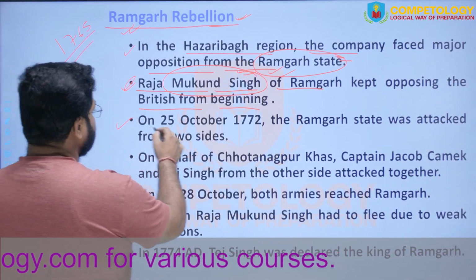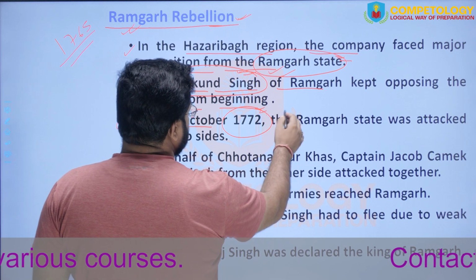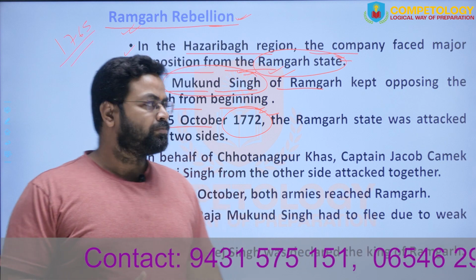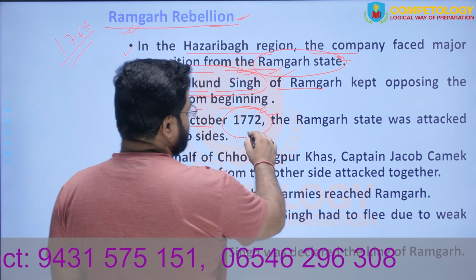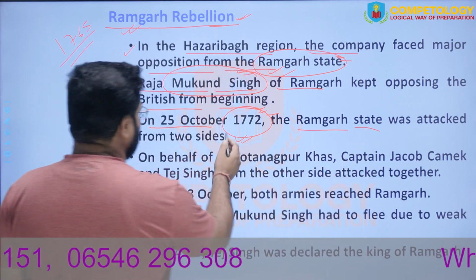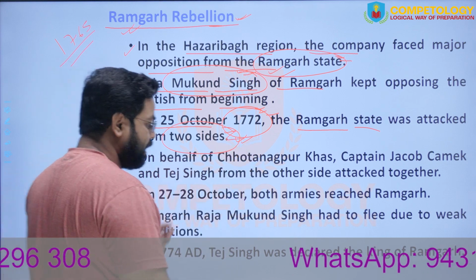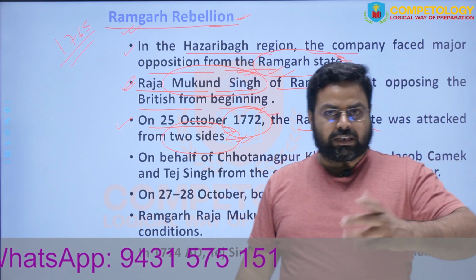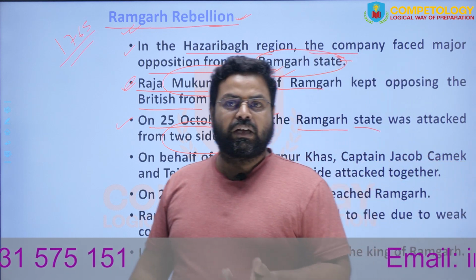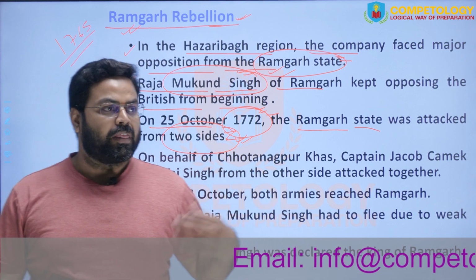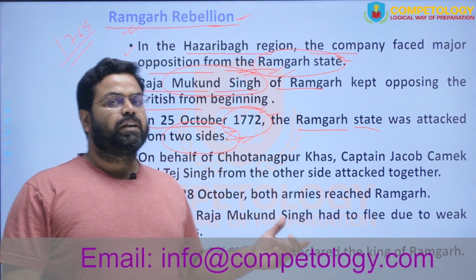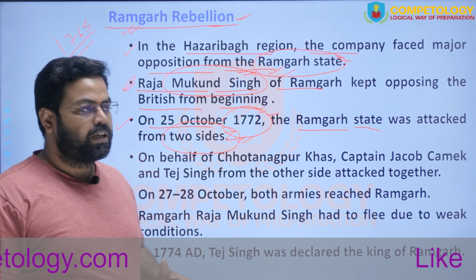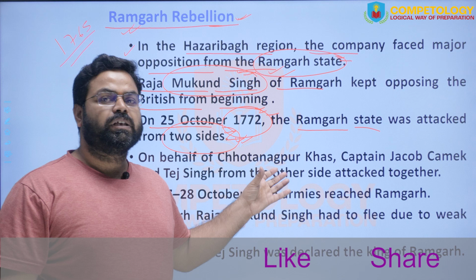And on 25th of October 1772, just after 7 years of getting the Diwani rights of the region, the Britishers attacked the Ramgarh state from two sides. And basically here again the treachery was one of the major things, like that had happened in Bengal itself with Mir Jafar and Mir Qasim. The British had collaborated and thereafter they had defeated the ruler of Bengal, that is Sirajuddaulah. The same thing had happened over here also.